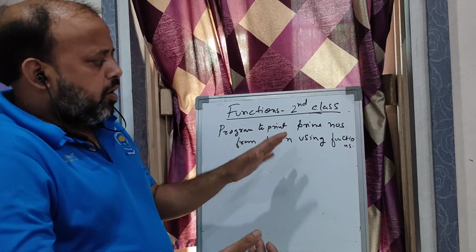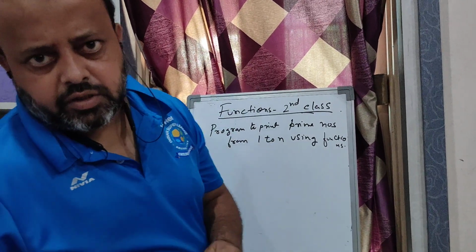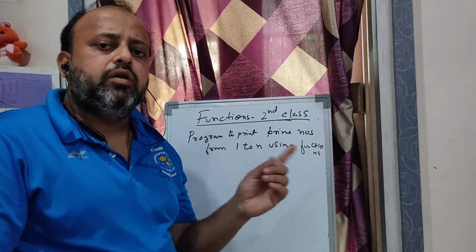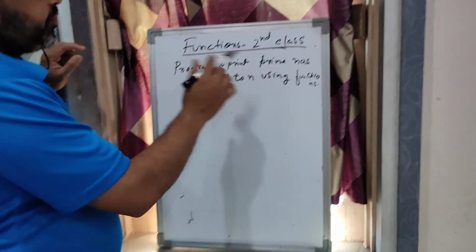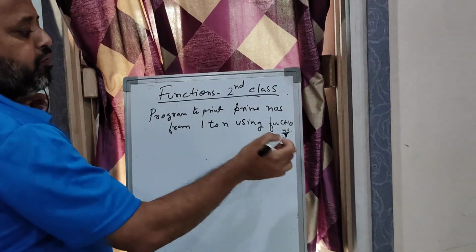But today I will try to complete void functions so that next day we can go to another type of function, the functions with return values, right? So the first program is to print prime numbers from 1 till n.